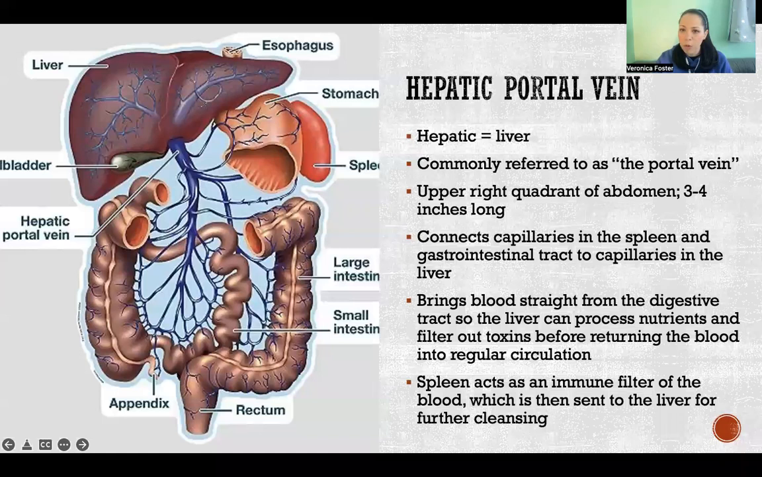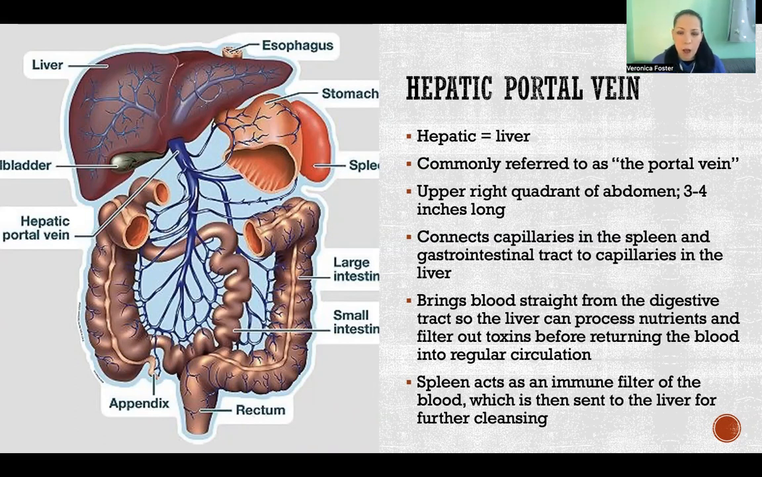Okay, the other portal vein is the hepatic portal vein. Hepatic refers to the liver. So it's a large vein that is carrying blood from multiple organs to the liver. It's commonly referred to as simply the portal vein. So if you ever hear somebody just talk about the portal vein, they mean the hepatic portal vein. Even though there are two, this is the bigger, more common one, so this is the one that is referred to that way.